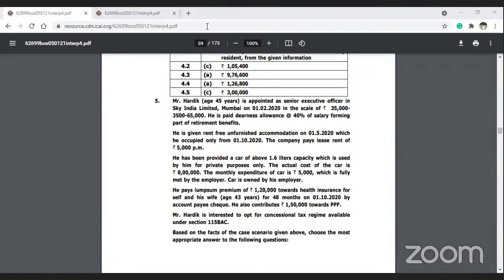Ayush, which salary you are talking about? The entire year salary? No, for the purpose of this rent-free, 6 month salary means. Correct.